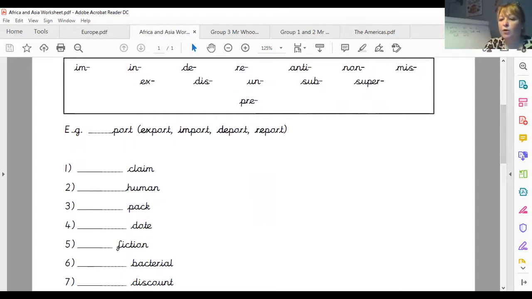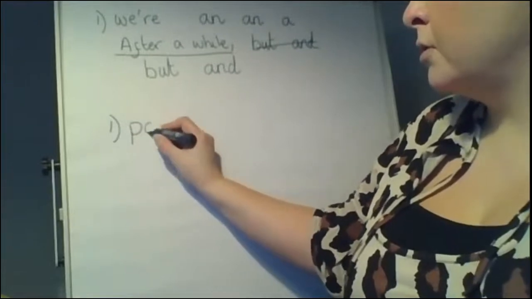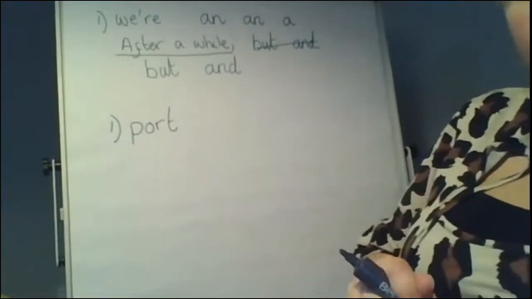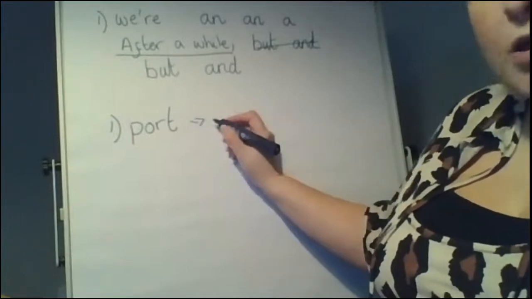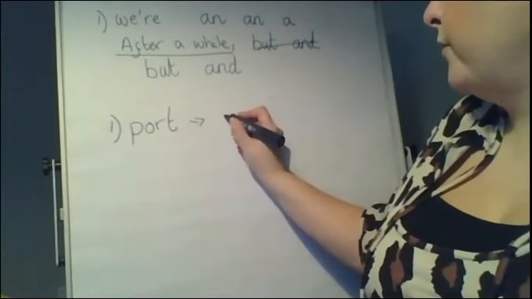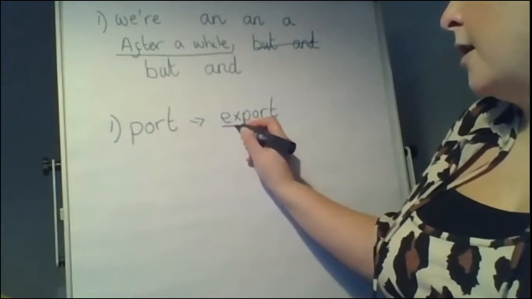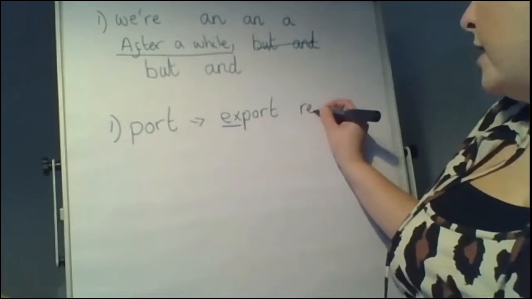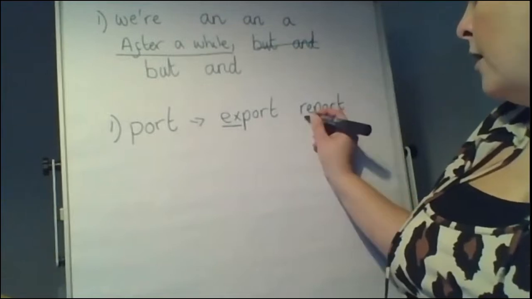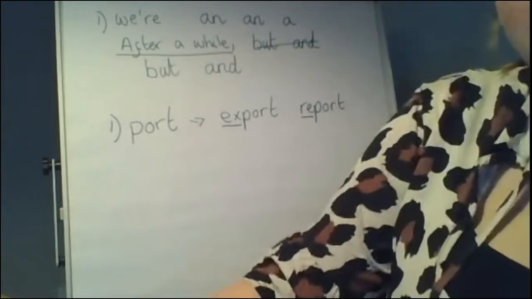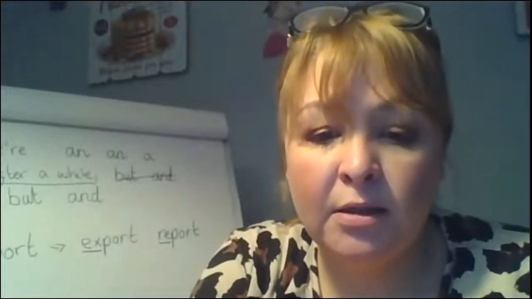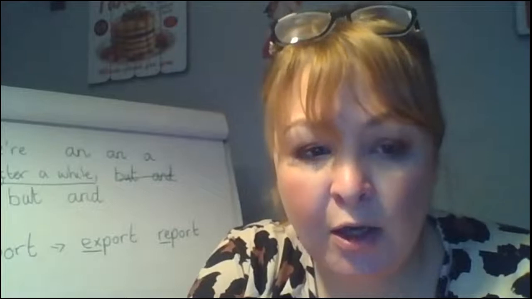So if your first one was the word port, you would write the word port in your book, and then you would write the words that you can make by adding a prefix, like export, and then underline the prefix that you've added, or report, and underline the prefix that you've added. Now you're going to do that for each of the words that is on your screen. So I'm just going to go back to that document so that you can see it.